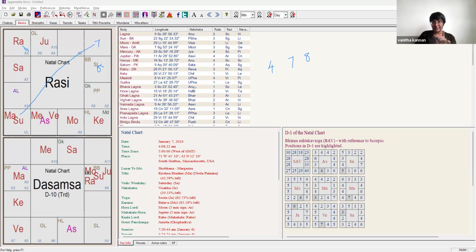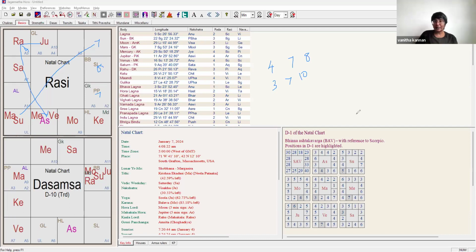Let's move on to Saturn. How many aspects does Saturn have? 3, 7, 10. Yes or no? I believe everyone is saying yes. Okay, let's go to the 3. 1, 2, 3. Then the 7. 1, 2, 3. And this goes 7, 8, 9, 10. Now Saturn is aspecting the Lagna. Agree? Yes. Okay.